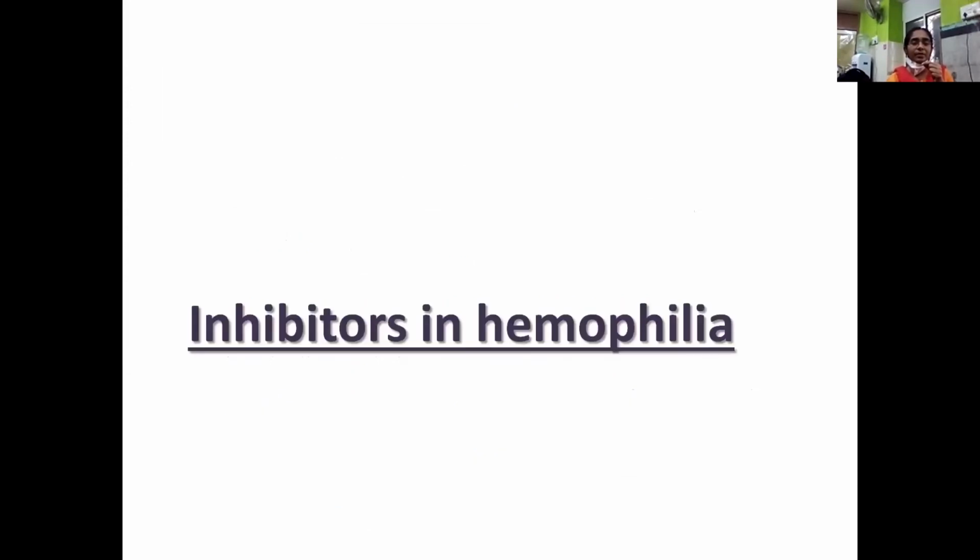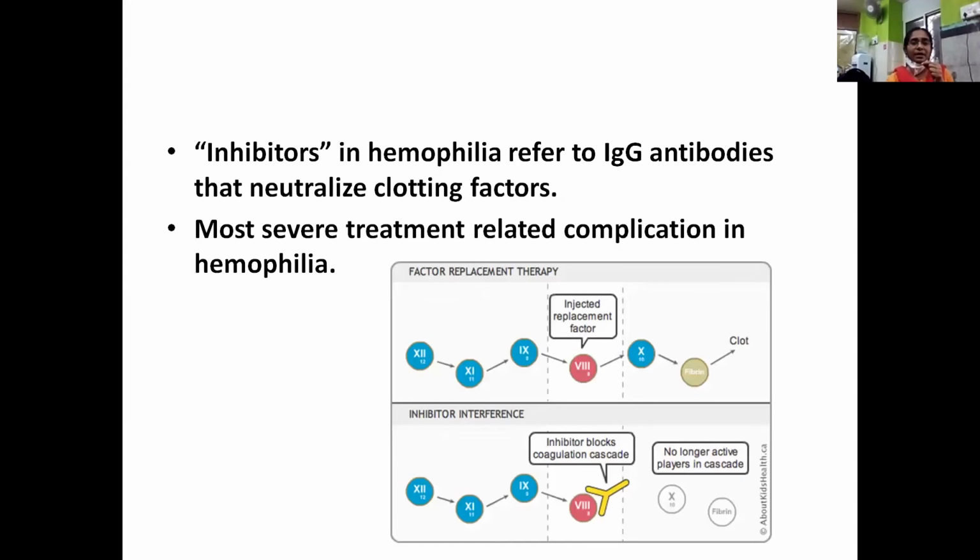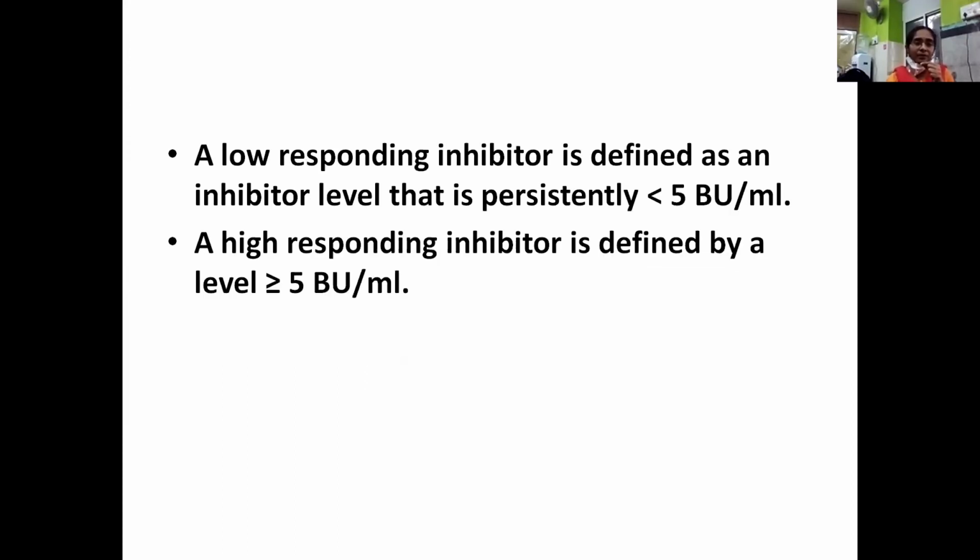Now, the next important complication of hemophilia is the formation of inhibitors. Inhibitors are neutralizing antibodies, IgG antibodies, that can neutralize the action of the clotting factors. So this is the most severe treatment-related complication in hemophilia. Inhibitors are classified into two types. One is a low responding inhibitor or a low titer inhibitor.